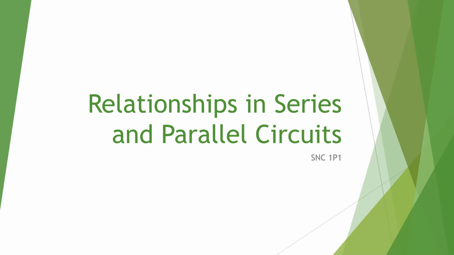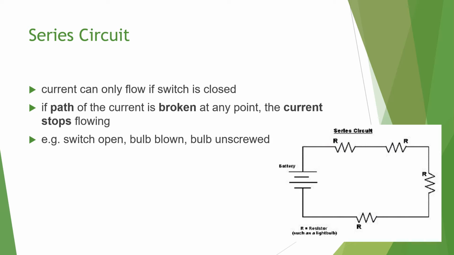Okay, so now we are going to discuss our last lesson of the electricity unit, which is relationships in series and parallel circuits. A quick reminder, in a series circuit, current can only flow if the switch is closed. Remember, a closed switch means there's no break in the circuit and the electrons can flow all the way around the circuit from the negative terminal of the energy source, or the battery, to the positive. If the path of the current is broken at any point, current stops flowing.